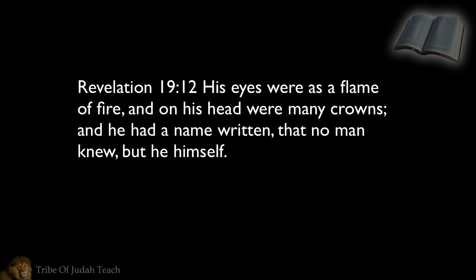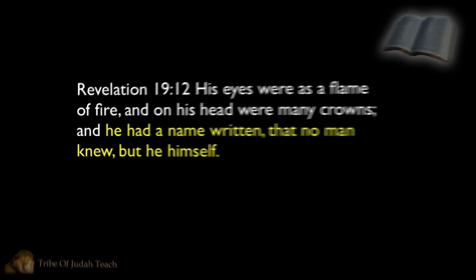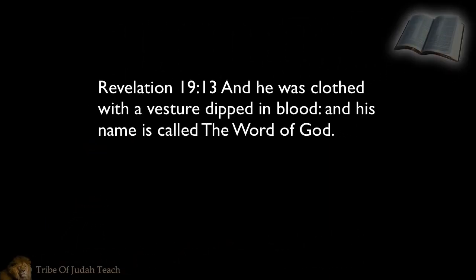"His eyes were as a flame of fire, and on his head were many crowns, and he had a name written that no man knew but he himself." Now here it says that Yahweh Shai had a name written that no man knew but he himself. Is this talking about a name or a title? We're going to find out.